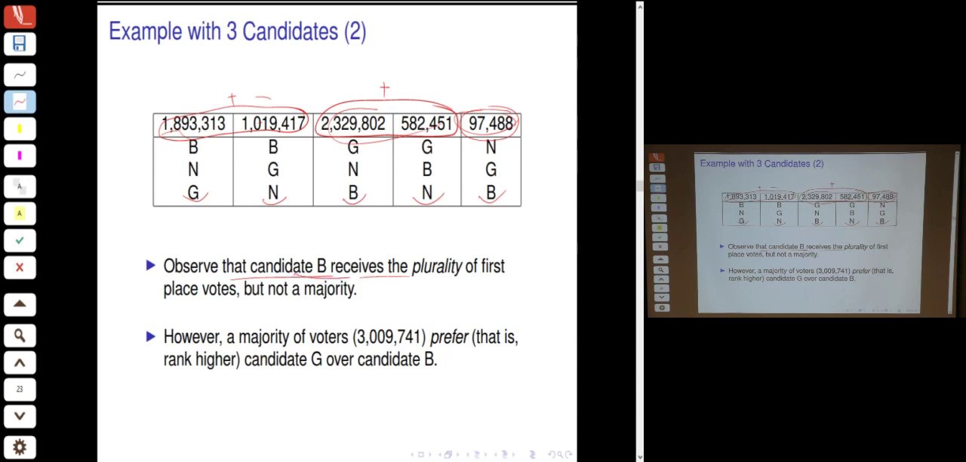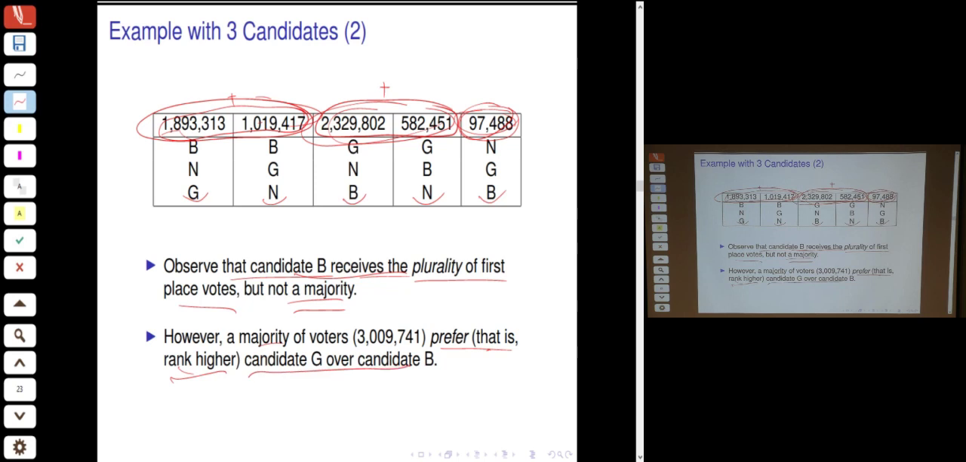So candidate B receives the plurality of the first place votes. The number of first place votes for candidate B, which is the sum of these two columns, is more than the first place votes for any other candidate, but it's not more than 50% of the total votes, okay? However, a majority of voters prefer, that is, give a higher rank to candidate G over candidate B.